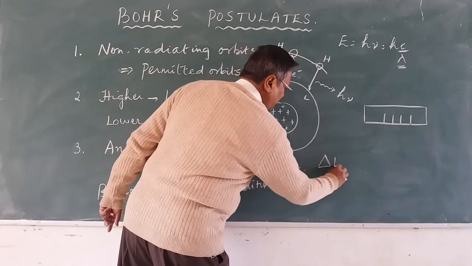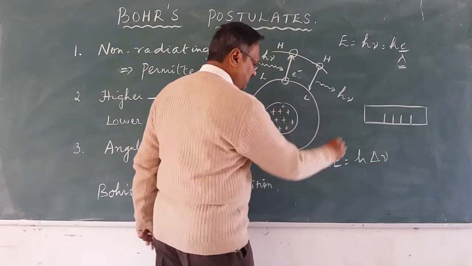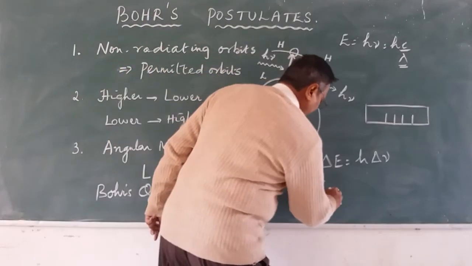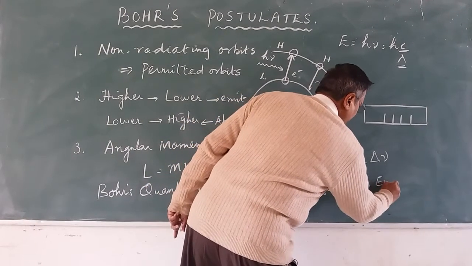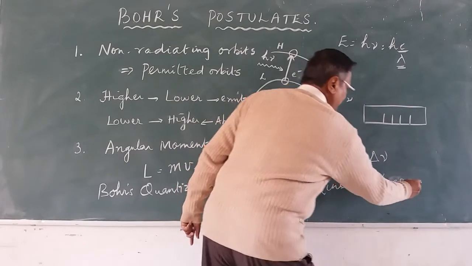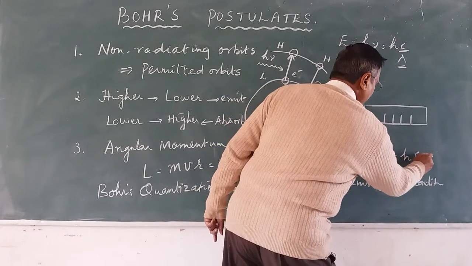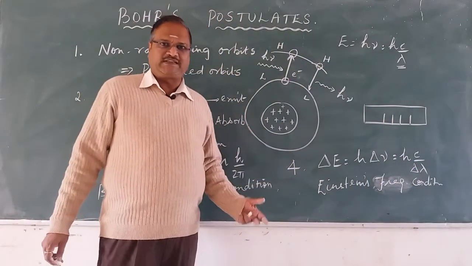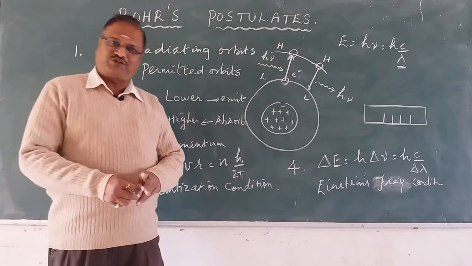The change in energy is equal to h times the change in frequency. This is called Einstein's frequency condition, which is just a general term. Also you can write that as h c upon delta lambda. Very often we use wavelength, and sometimes we use frequency in problems, and this is called Einstein's frequency condition.